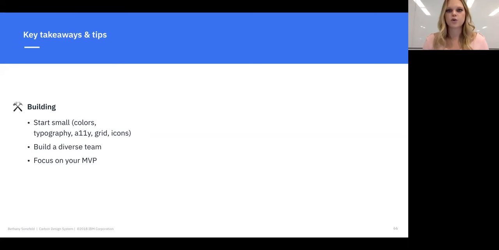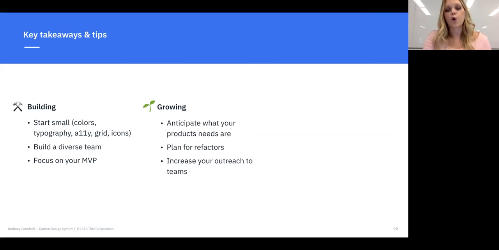What are you trying to get out the door for your design system? And how can you get something out the door and begin testing it with people to really understand their usage of the system? If you're in the growing phase of your design system, try to anticipate what your product's needs are. That's what Carbon has done with our component check-ins, where we're really increasing our outreach to teams and really trying to understand what the product's needs are so that we can fit our roadmap into theirs.